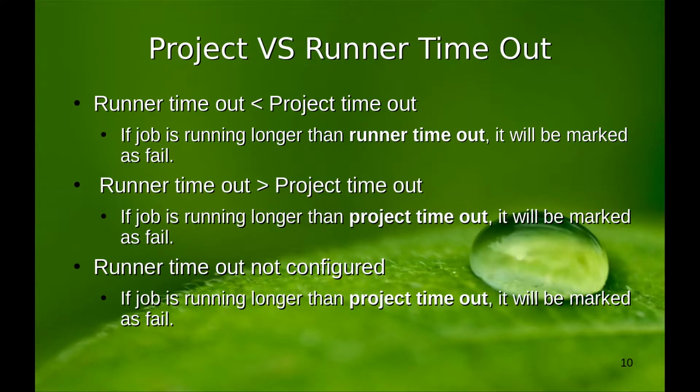Now let's say we have mentioned project timeout as well as runner timeout. What will happen in that case? If the runner's timeout is less than the project timeout, then if a job is running longer than the runner timeout, it will be marked as failed. Next scenario is if the runner timeout is greater than the project timeout, then if a job is running longer than the project timeout, it will be marked as failed. Third scenario is runner timeout not configured. We have not mentioned any timeout for the runner. In this case, if a job is running longer than the project timeout, it will be marked as failed.